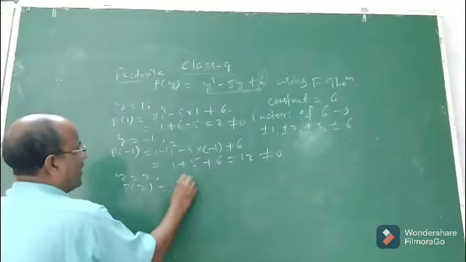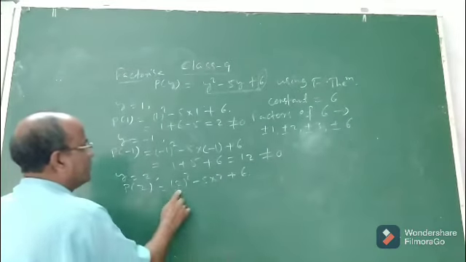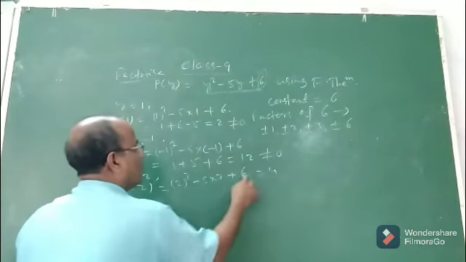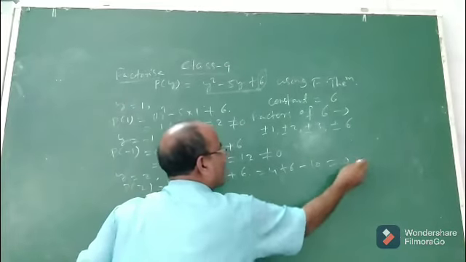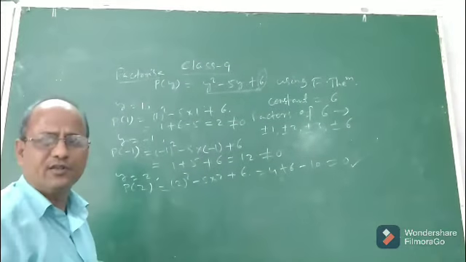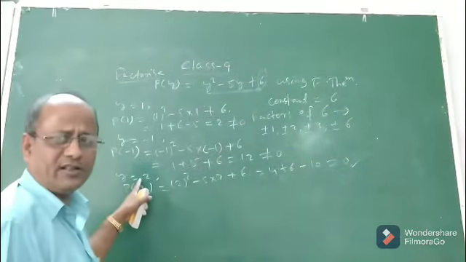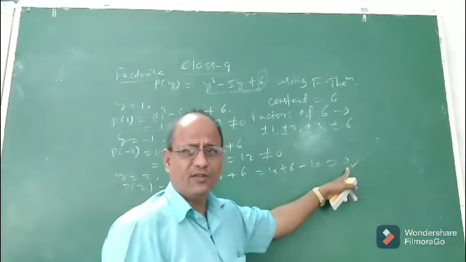So it is 2 square minus 5 into 2 plus 6. You see, 2 square is 4, 4 plus 6, this is minus 10. See children, it is 0 now. It has come 0. That means what we saw? We saw that for y equal to 2, p of 2 is coming 0.